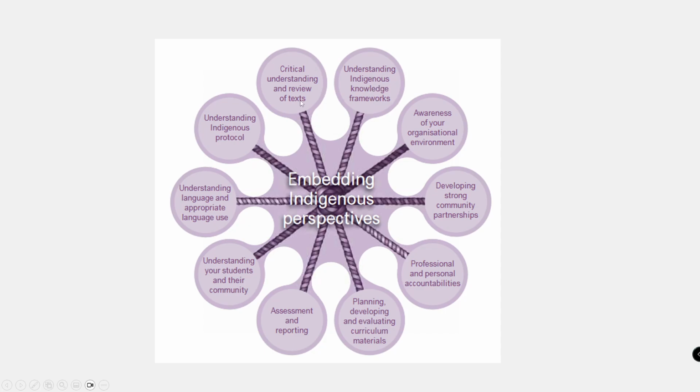We've got a couple here. A critical understanding of text, understanding Indigenous protocols as well, understanding and using different languages. So appreciating differences between Indigenous English dialects and standard Australian English and those sorts of things. Understanding community, assessment, diversity and reporting. So similar themes, and of course the concept of developing strong community partnerships.